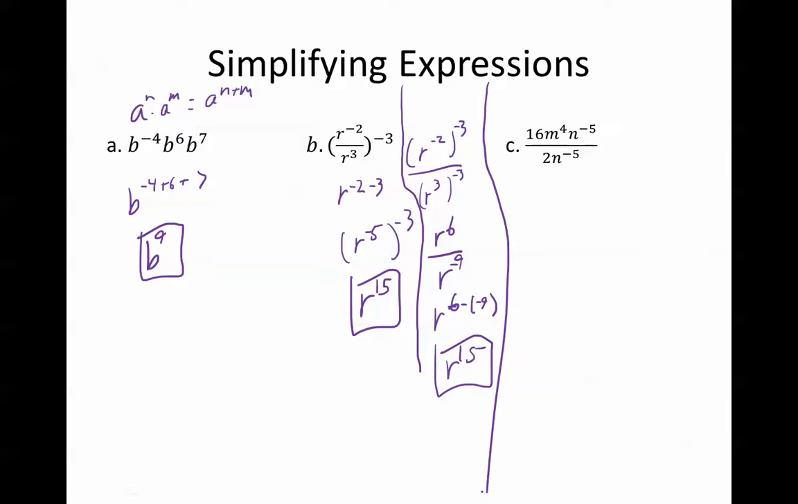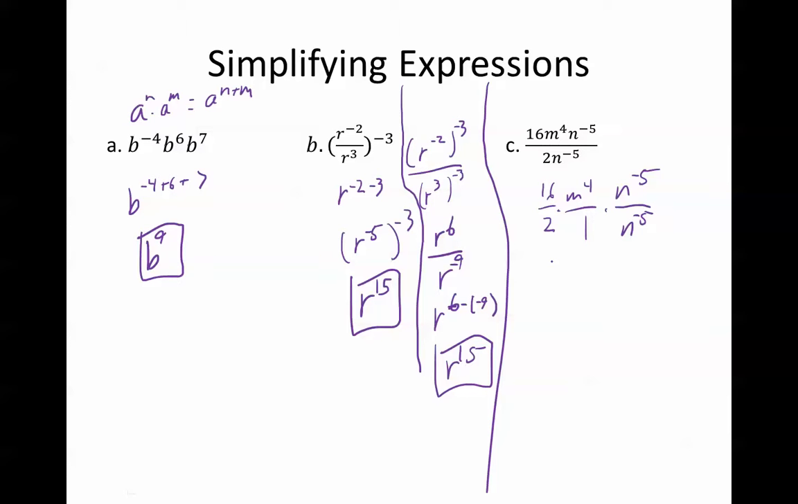Okay, let's do C. So here we have 16 divided by 2, and notice we've got two different variables this time. When we're dealing with two different variables and constants here, what you're going to do is just do them all separately. So here we're going to do the 16 divided by 2, and then this is m to the 4th divided by, well, there's no other m's, so that's 1. And then this is going to be n to the negative 5 divided by n to the negative 5.